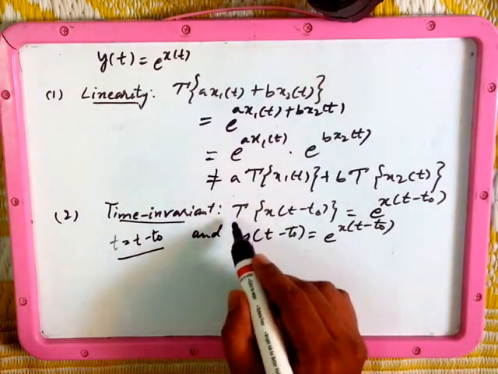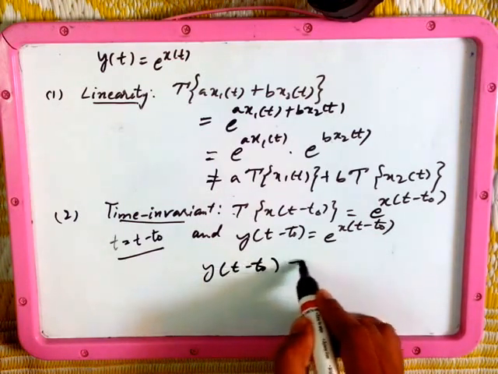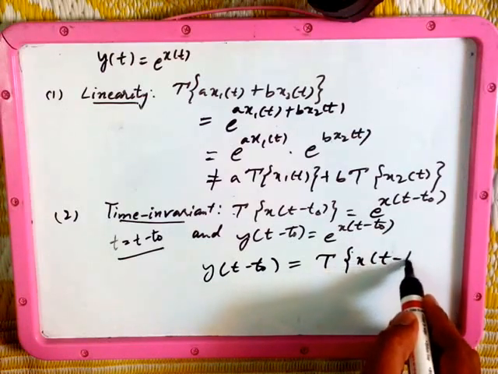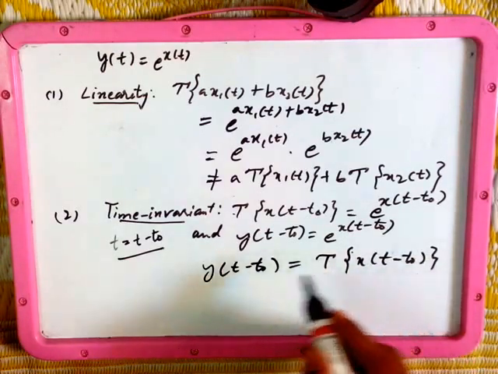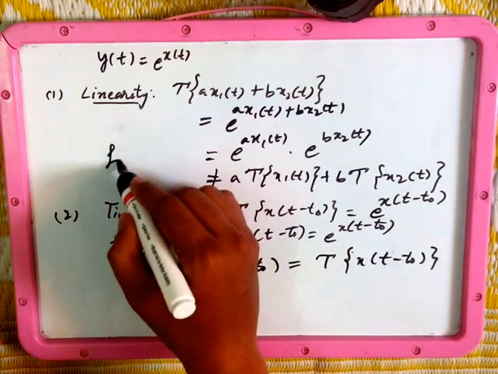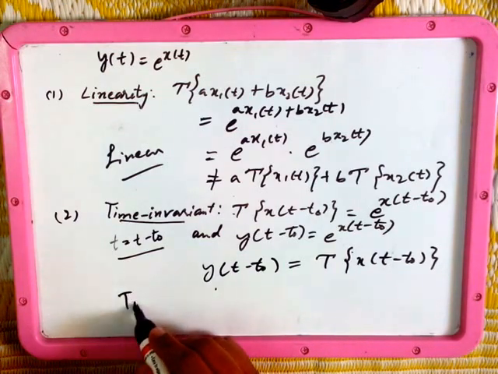So hence you can see both are equal, that is y of t minus t naught is equal to T of x of t minus t naught. Therefore the system is time invariant. It is not a linear system, but it is a time invariant system.